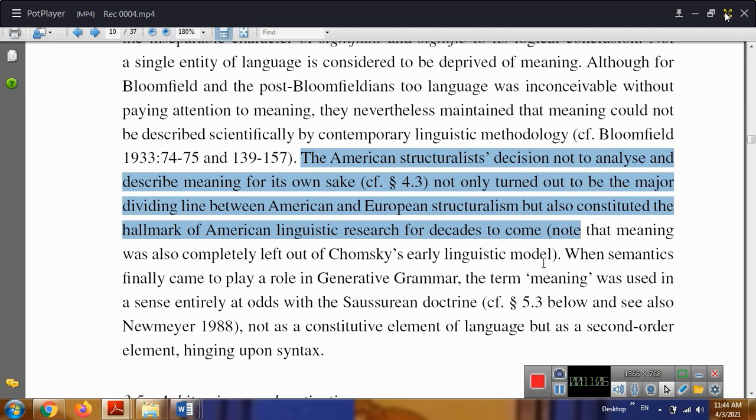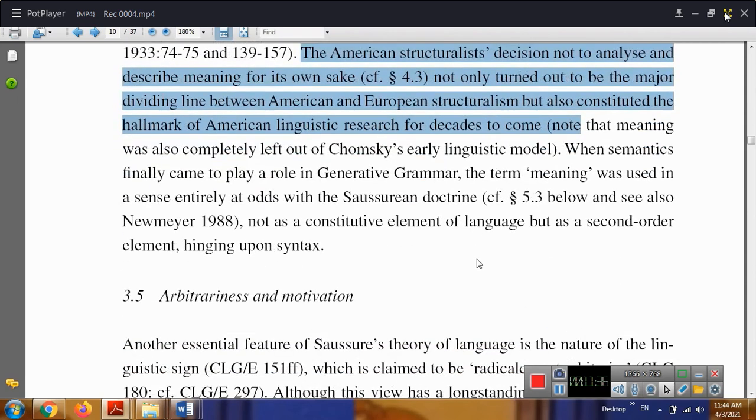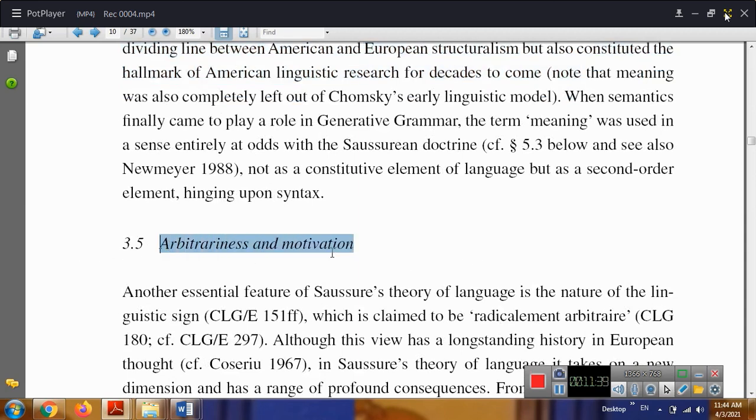Note that meaning was also completely left out of Chomsky's early linguistic model. When semantics finally came to play a role in generative grammar, the term meaning was used in a sense entirely at odds with the Saussurian doctrine, not as a constitutive element of language, but as a second-order element hinging upon syntax. Okay, here we can see that like Bloomfield and the post-Bloomfieldians, Saussure pays attention to the meaning.